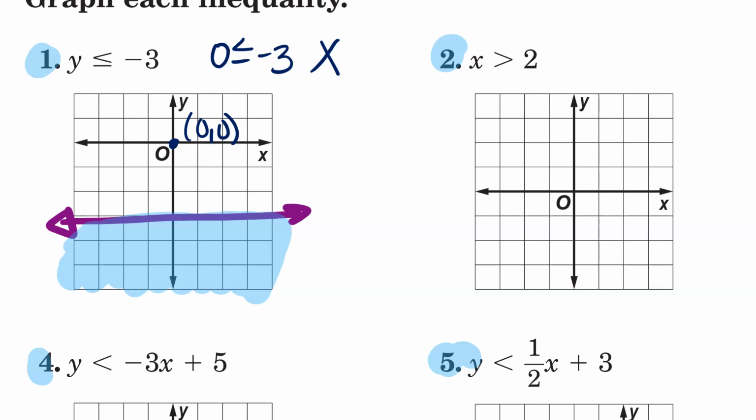Let's do number 2. X is greater than 2. So I'm going to draw a dotted line at x equals 2 because it's only a greater than. And I'm going to just pick a point to plug in. So I'll pick the left side. Is 0 greater than 2? No. So that means I have to shade the other side.